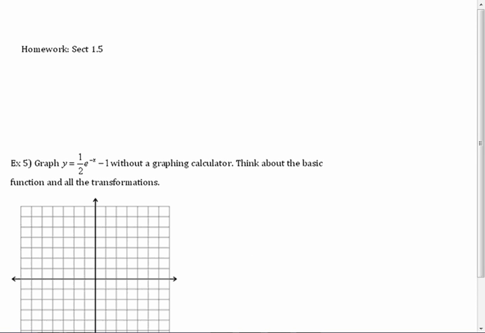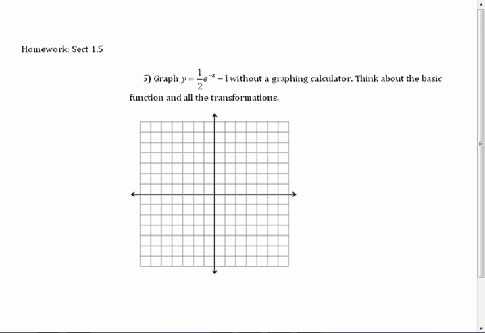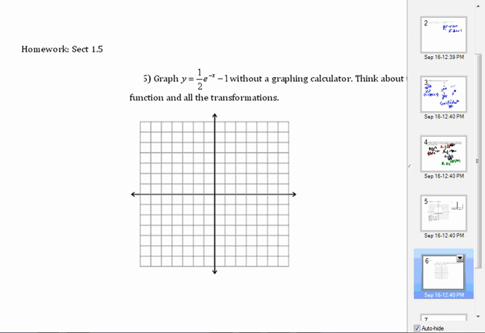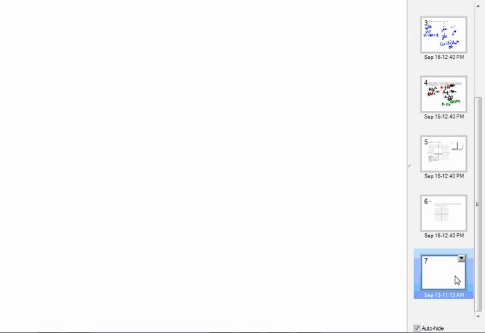Oh, okay. We're going to leave that. You can try that graph. I can leave that up for you to work on after you're done with your homework quiz if you want. You should be able to graph that without a graphing calculator, and I think that's the last slide. Yes, that's a blank page.